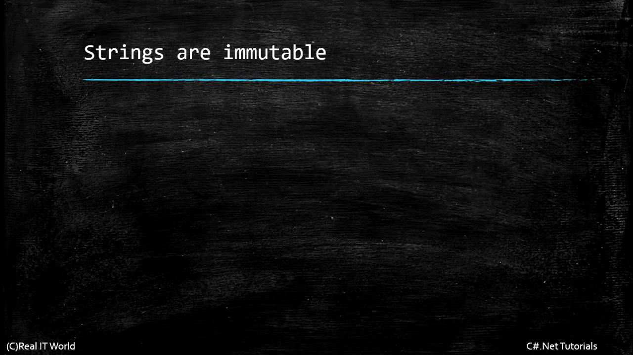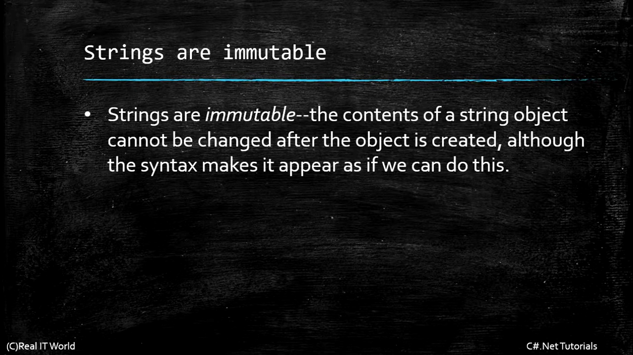Strings are immutable. Immutable means we cannot update a string variable. If you try to update a string variable, it won't update the variable; it will create a new memory location for that variable. The contents of a string object cannot be changed after the object is created. So once the object gets created, the content will not be modified at any cost. If you want to modify the value, it will create a brand new object for you, although the syntax makes it appear as if we can.